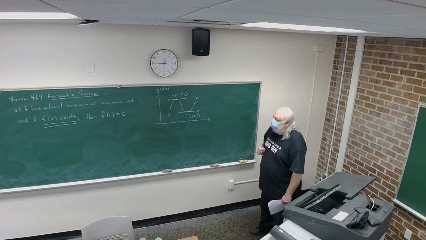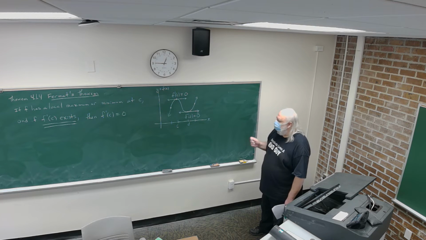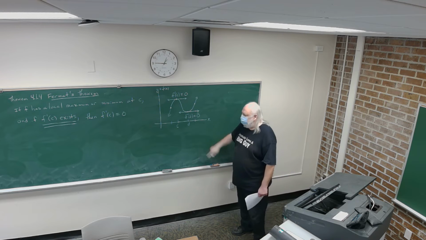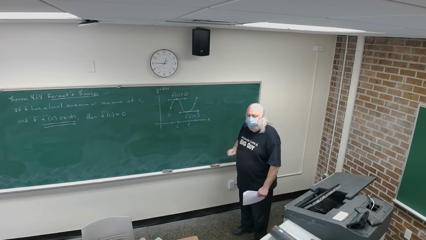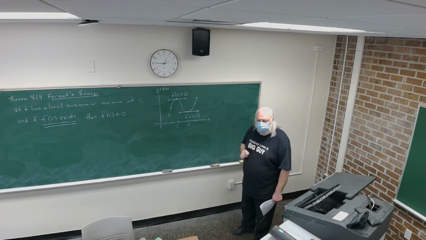That's what Fermat's theorem is saying. If you have a local max or min at c and the derivative exists, then the value of the derivative has to be 0. It can't equal any other number.